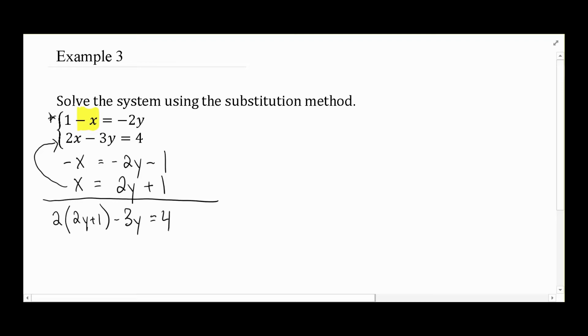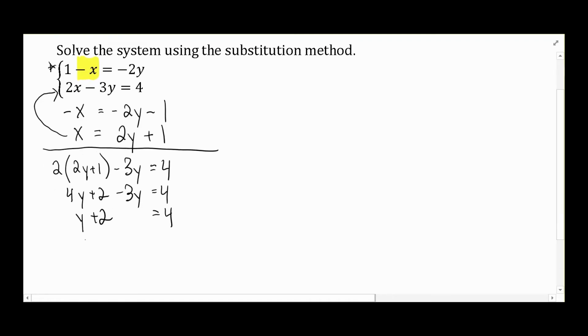So now we have one equation, one unknown. We'll go ahead and distribute the 2. We'll combine like terms. And then we'll subtract the 2 to the other side. Now that we know what y is equal to, we plug it back into the substitution equation.